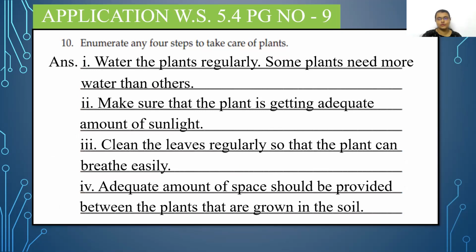Now, let's move to the 10th question. Enumerate any 4 steps to take care of plants. First one, water the plants regularly. Some plants need more water than others. Second one, make sure that the plant is getting an adequate amount of sunlight. Third one, clean the leaves regularly so that the plant can breathe easily. Then an adequate amount of space should be provided between the plants that are grown in the soil.